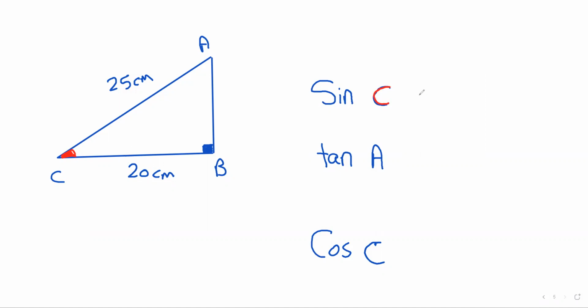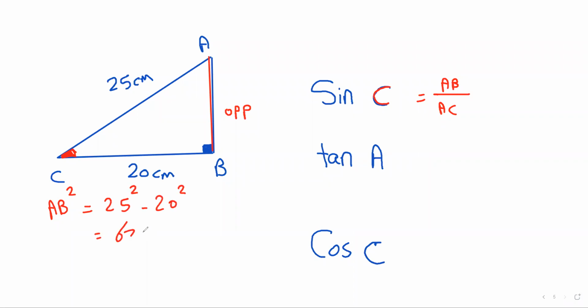So sine C equals opposite over the hypotenuse. The opposite is AB, and the hypotenuse is AC. But we don't have the length of AB. This side, its position with respect to C, is the opposite. So how can we get AB? We can get AB by using Pythagoras. AB to the power of 2 equals 25 to the power of 2 minus 20 to the power of 2. 625 minus 400 equals 225. So AB is the square root of 225, which is 15 centimeters.